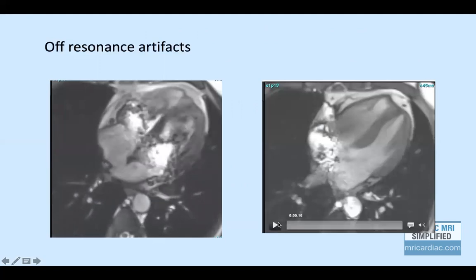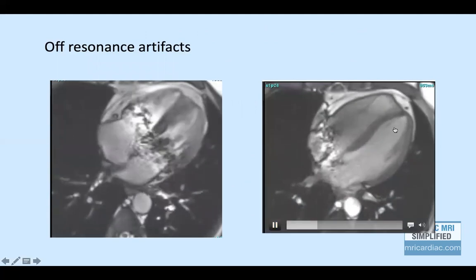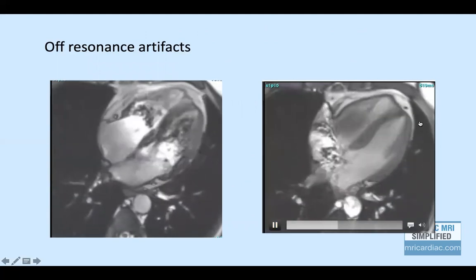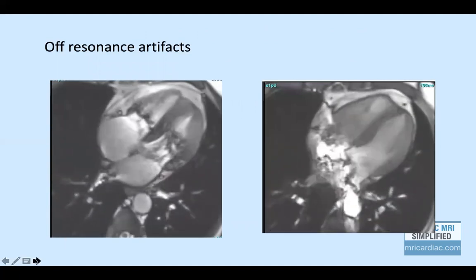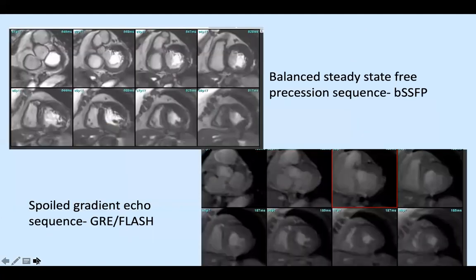Off-resonance artifacts are always a nightmare in 3 Tesla machines, and by choosing the right frequencies, we can still get them away from the area of interest. So in 3 Tesla, it is always important to obtain a frequency scout, and with multiple frequencies, you can choose the right frequency where the area of interest is clear of the off-resonance artifact, and then apply it and do the scan.